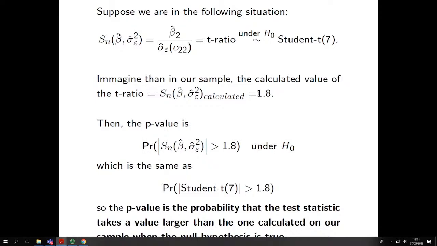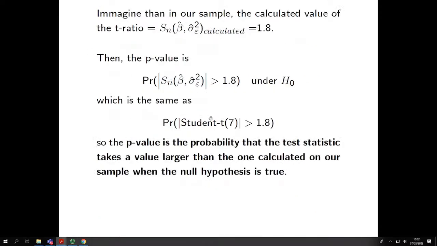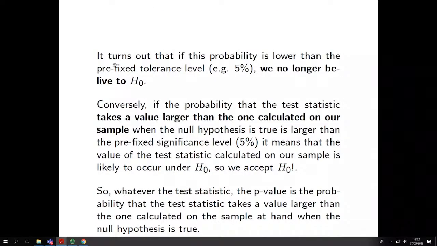What is the cutoff value? It's just the alpha. So if I see that the probability is larger than 5%, then I'm fine with the null. But if the probability is less than the 5% I prefixed, I don't believe the null because the probability is too low. That is the principle behind the p-value.